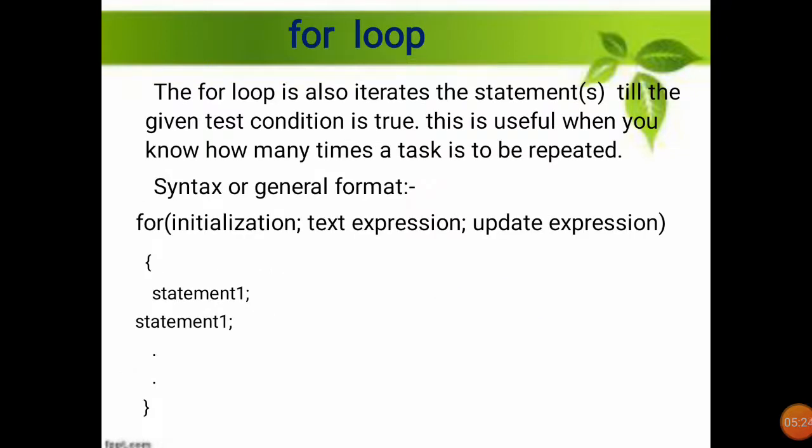Then the third loop, the for loop. The for loop in Java is the easiest loop. The for loop also iterates the statement till the given test condition is true. This is useful when you know how many times a task is to be repeated. The syntax, or general format, of the for loop: in the same line we write for, then within the parentheses the initialization, then a semicolon, then the test expression, then a semicolon, then the update expression. All three important things are written separated by semicolons, and within the curly braces we write the block of statements. This is the body of the loop. The initialization, test expression and update expression are all in the same line in the for loop.